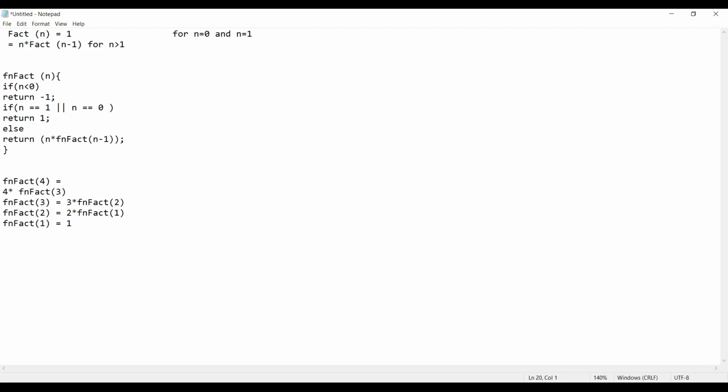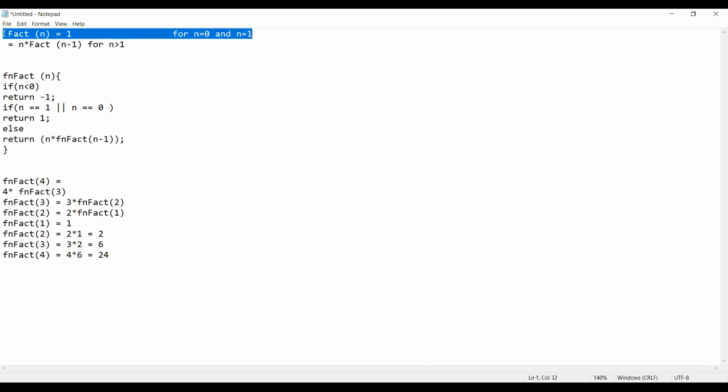Now as we get the 1, we have to backtrack. So fn fact(2) is therefore 2 * 1, which is 2. Then again we go to fn fact(3), which is 3 * 2, that is 6. I write it down here in this block. Now fn fact(4) is equal to 4 * 6, which is 24. So finally we get the factorial value of 4, which is 24.